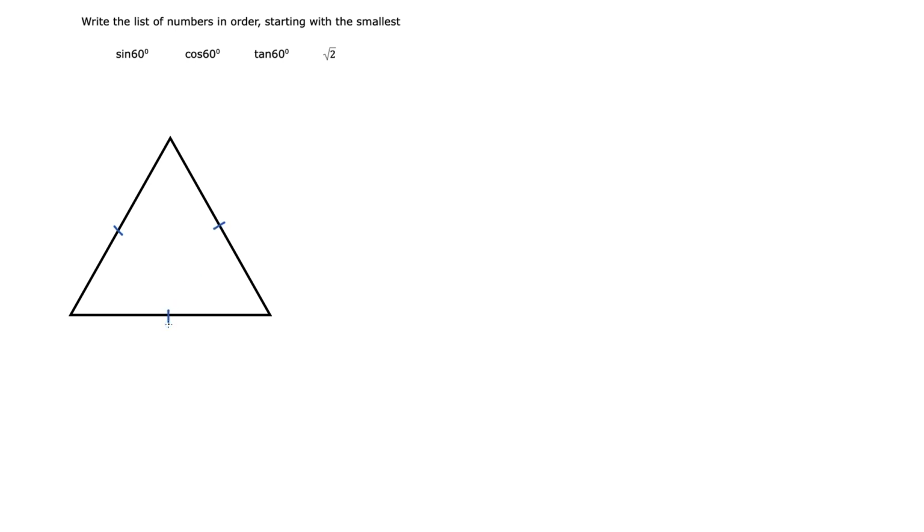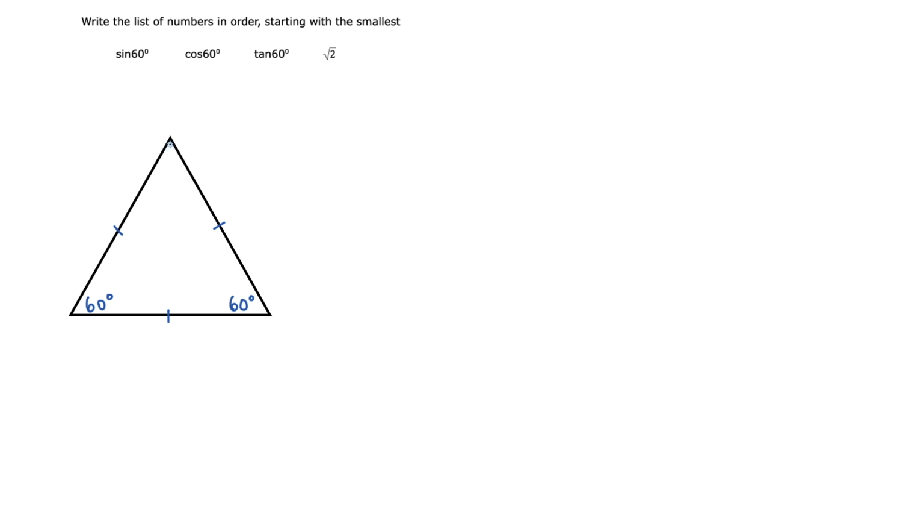And because it's equilateral, we know that this angle here is 60 degrees. Obviously, this angle here is 60 degrees, and this top angle here is also 60 degrees. And that's why I've drawn an equilateral triangle. It ties in with the sine 60, cosine 60, and tan 60.